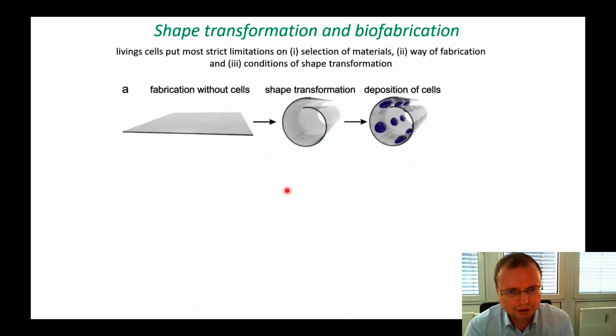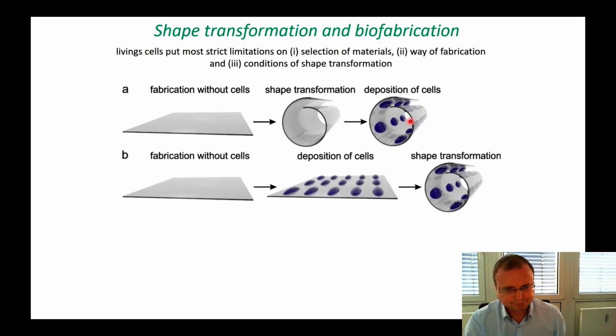How to transfer this shape transformation concept to a 4D biofabrication approach? There are practically three options. The first option is that we first fabricate a flat structure, then it undergoes shape transformation, and then we put cells inside. The practical advantage of this particular concept is not that high, because we first fabricate a complex three-dimensional structure and we need to put cells somehow inside it. It's very difficult, which is why we do not use this approach.